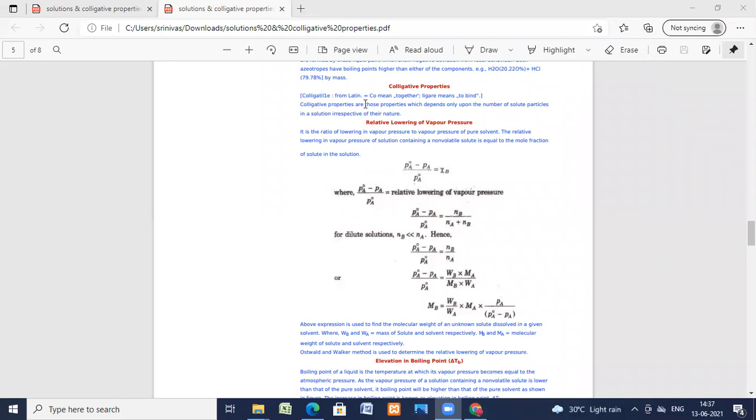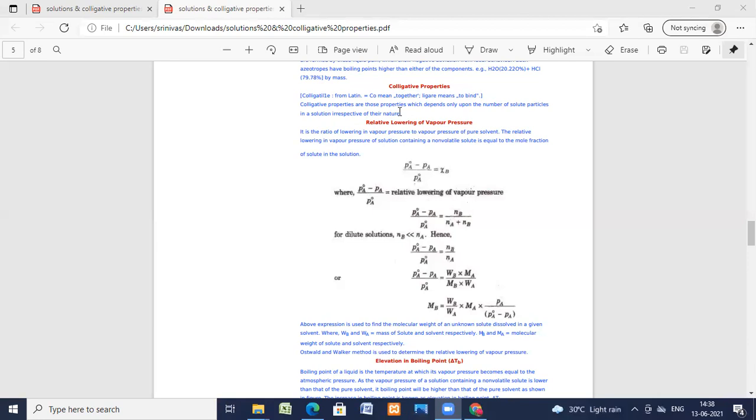What are colligative properties? Here you can understand: "colli" comes from the Latin "co", meaning together, and "ligare", meaning to bind. So colligative properties are the properties which depend upon the number of solute particles in solution, irrespective of their nature.